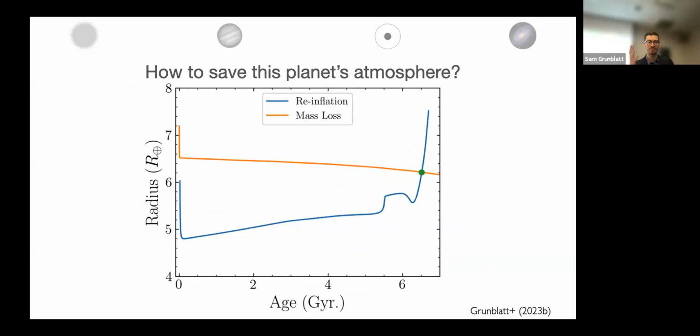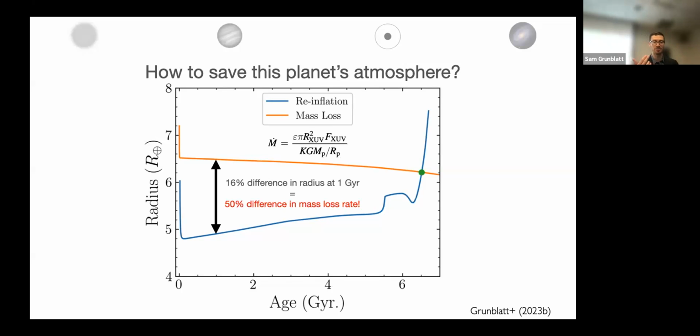If you want to save this planet's atmosphere, this is again a plot of radius versus age, where we've plotted a fiducial mass loss model and a reinflation model that both intersect with the current radius and age of the system, shown by the green dot here. If you compare these two models, they don't make a huge change in the radius. At 1 gigayear, the difference in radius is only about 16%. But because the XUV flux is strongest at about 1 gigayear, and it depends on the density of the planet, a 16% change in radius corresponds to almost a 50% change in the mass loss rate.